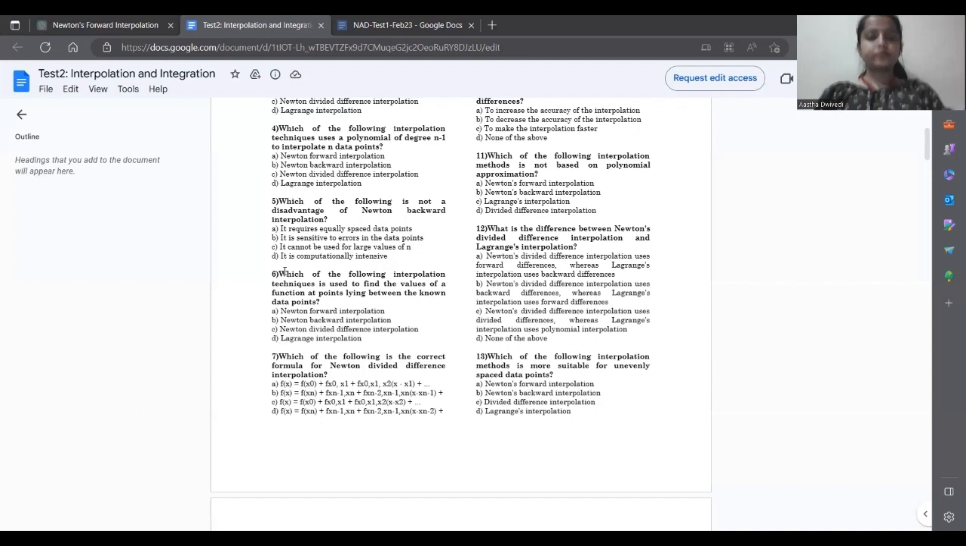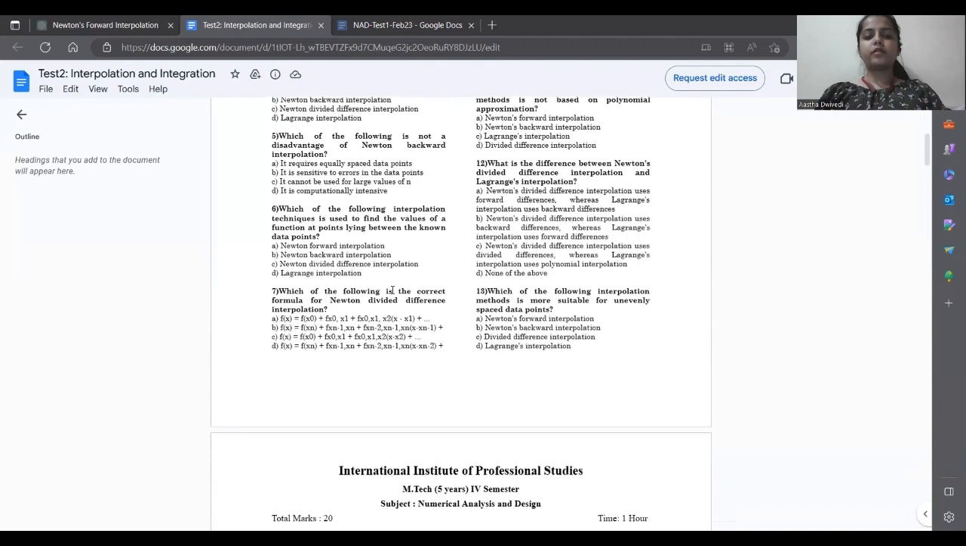Next question. Which of the following interpolation techniques is used to find the value of a function at a point lying between the known data points? Newton forward interpolation, Newton backward interpolation, Newton divided difference interpolation, Lagrange interpolation. So the correct answer is D, Lagrange interpolation. Lagrange interpolation is a method for approximating the value of a function at a given point based on a set of n data points.